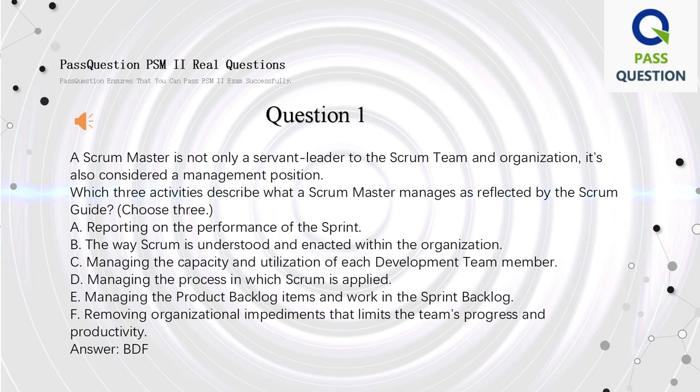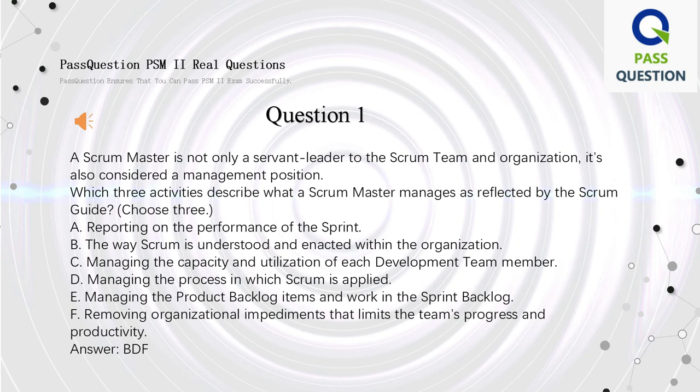Question 1. A Scrum Master is not only a servant leader to the Scrum team and organization, it's also considered a management position. Which 3 activities describe what a Scrum Master manages as reflected by the Scrum Guide? Choose 3. A. Reporting on the performance of the sprint.